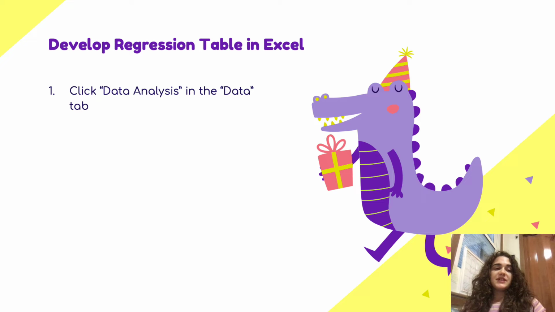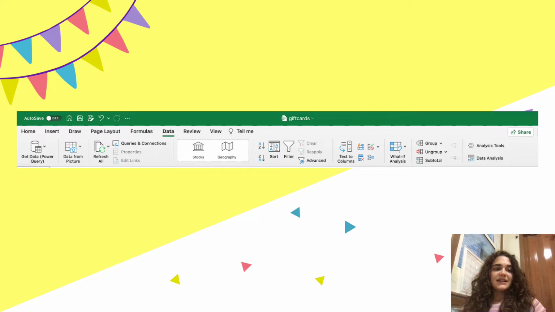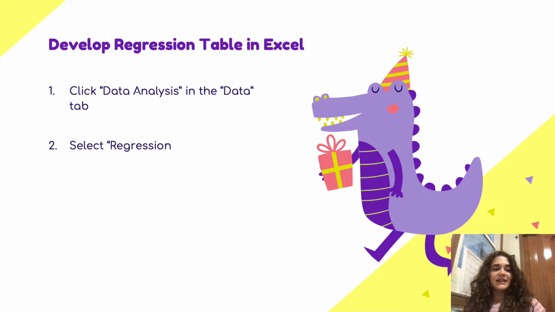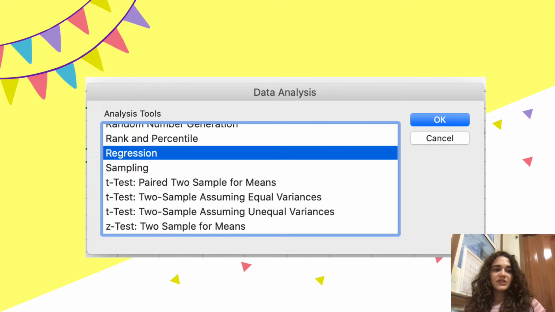In order to do this, you need to click the Data Analysis in the Data tab. So in the Data tab, you're going to select Data Analysis. And then after that, you're going to select Regression, just like this, and press OK.